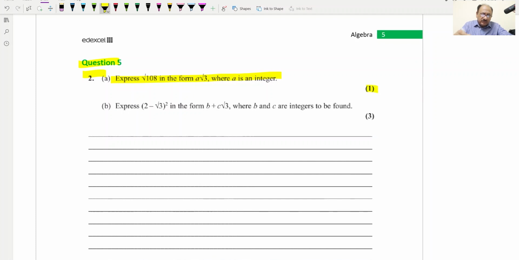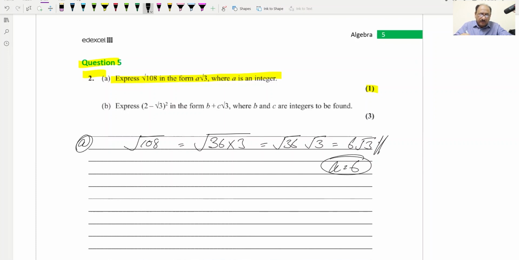This is a 1 mark question, so we can write the A part: under root of 108, and we can write it as 36 into 3, and this will be under root, and we can separately write 36 under root and 3 under root, so this will be equal to 6 under root 3, and a value is equal to 6. This is what we have done, and this is our final answer. Now we can go to the B part.